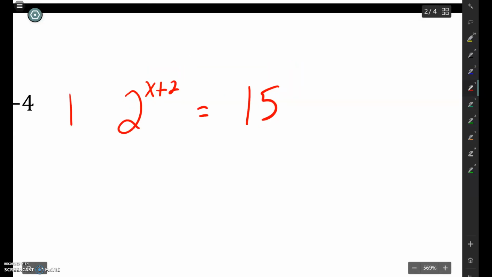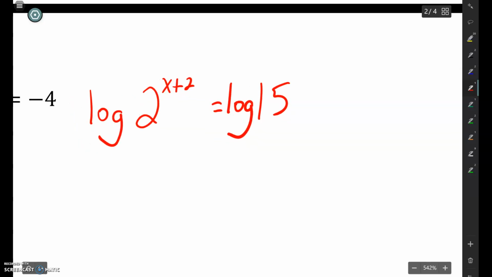So I'm going to just say the log of this side, and the log of that side. And what is the whole point of doing that? It's because now we can use the power rule and we can take this exponent and move it down front. The whole issue with solving these was that the x is up there and we can't do anything with that, right?